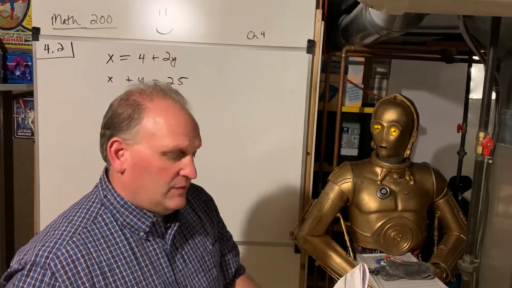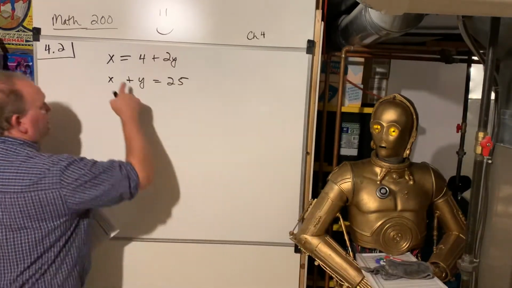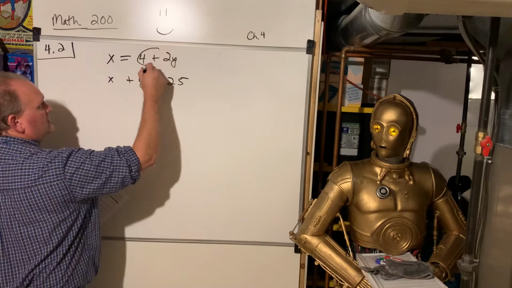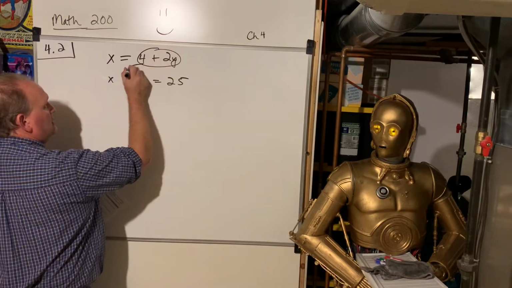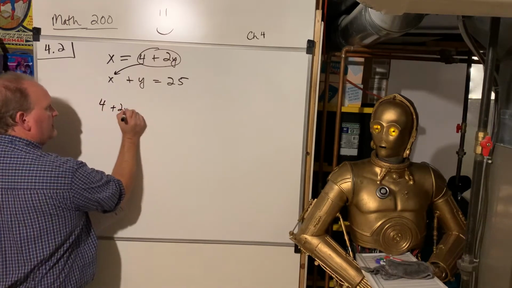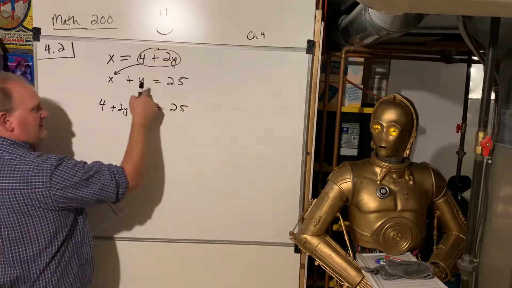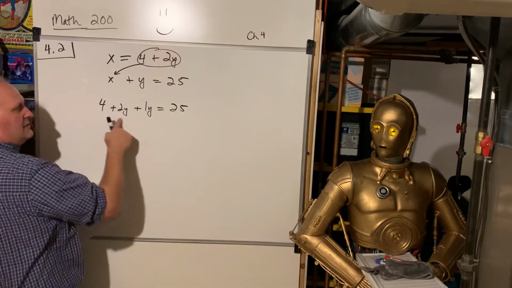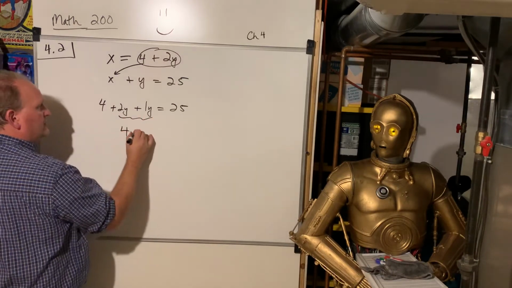Now, step 2 then would be to solve that. Well, this is ready to go, it looks like the substitution method would be really good. We take that, because it's already solved for x, and put it in right there. So we have 4 plus 2y plus 1y is equal to 25. So that came down, that came down, that came down. I replaced the x with the 4 plus 2y. Now I combine those like terms.